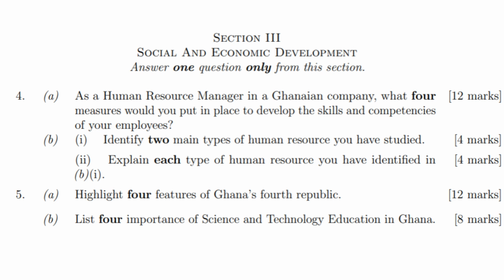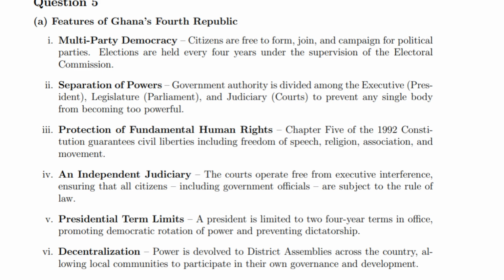Question 5: highlight four features of Ghana's Fourth Republic. Then 5b: list four importance of science and technology in Ghana. So the features of Ghana's Fourth Republic: we have multi-party democracy, separation of powers, protection of fundamental human rights, an independent judiciary, and also presidential term limits, which is 4 years. Then we have decentralization. So the importance of science and technology, you can read it over here.